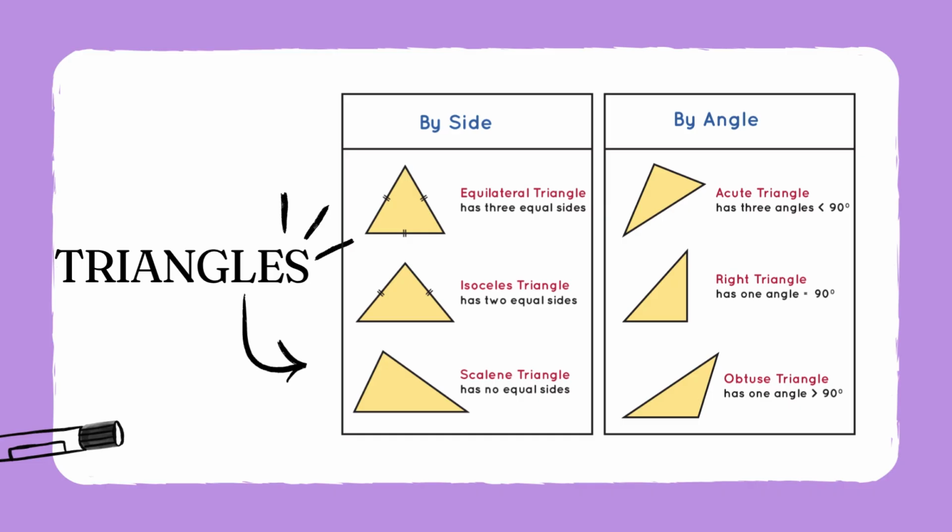Second classification is by angle. A. Acute triangle has all 3 angles less than 90 degrees. B. Right triangle has 1 angle equal to 90 degrees. C. Obtuse triangle has 1 angle greater than 90 degrees. All angles in a triangle sum up to 180 degrees.